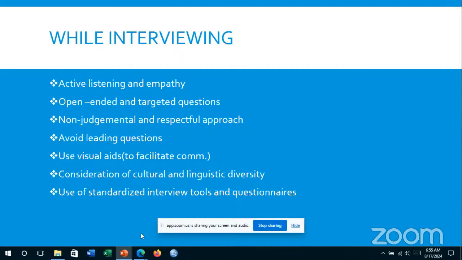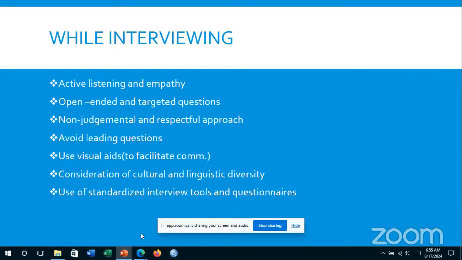We must be able to listen and show empathy while we are interviewing a patient. All our questions must be open-ended as much as possible so as not to lead the patient into a conclusion that was not intended before. So make the question as open-ended as possible. Make sure that our interaction with the patient is not judgmental and is also respectful in terms of how we ask questions, and in terms of how we present ourselves to the patient.